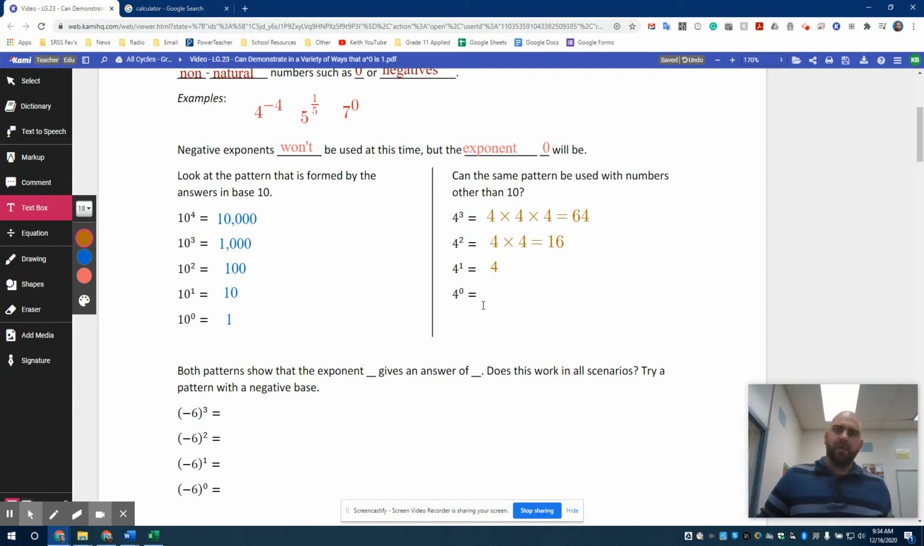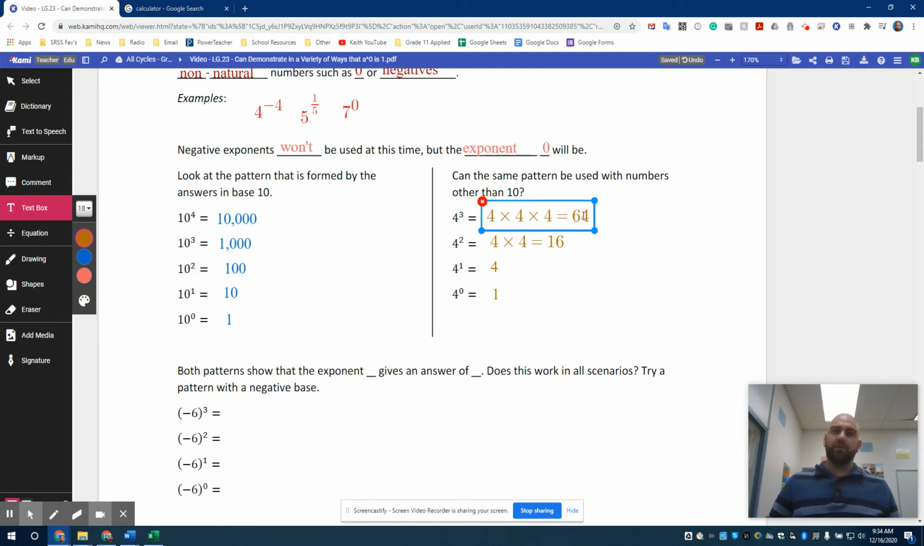Okay, well, there's got to be some sort of pattern forming here. In each case, we have 1 less 4. So if we go from 64 and divide by 4, we get 16. 16 divided by 4 is 4. 4 divided by 4 is 1. Interesting. So based on this pattern here, this one would be 1.